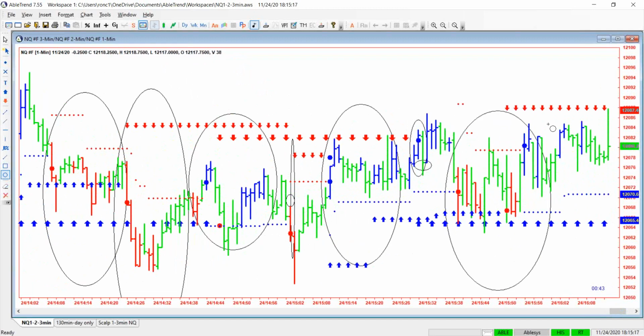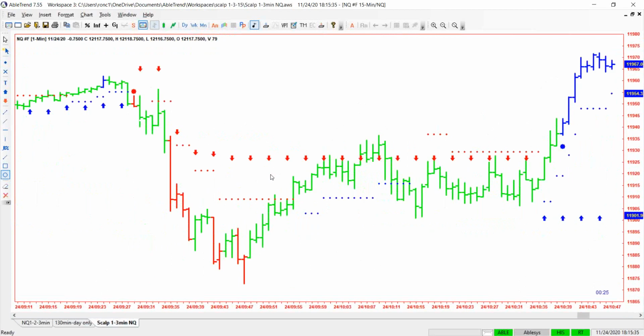Again, no trade zone. Any red and blue together obviously means no trade, just as I've been saying all these years in all the webinars. So all of these circles here, we didn't trade. And if you're not in the market, there's no risk. So it was just a great, great day.